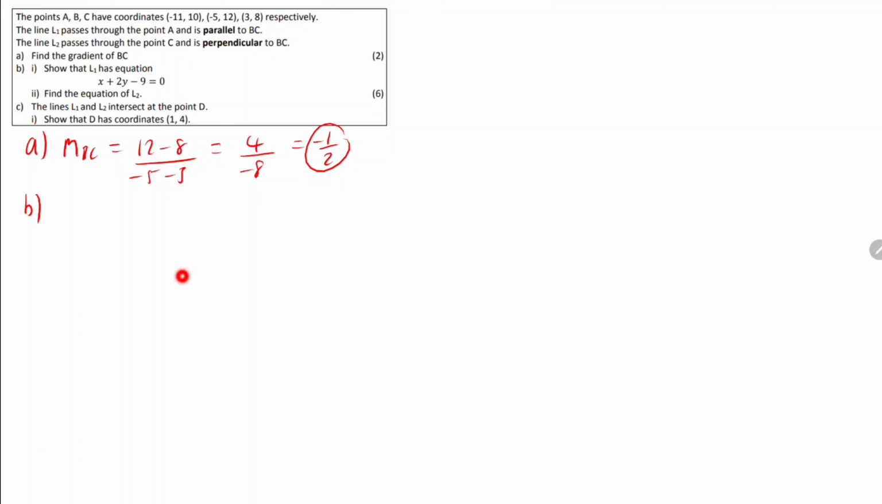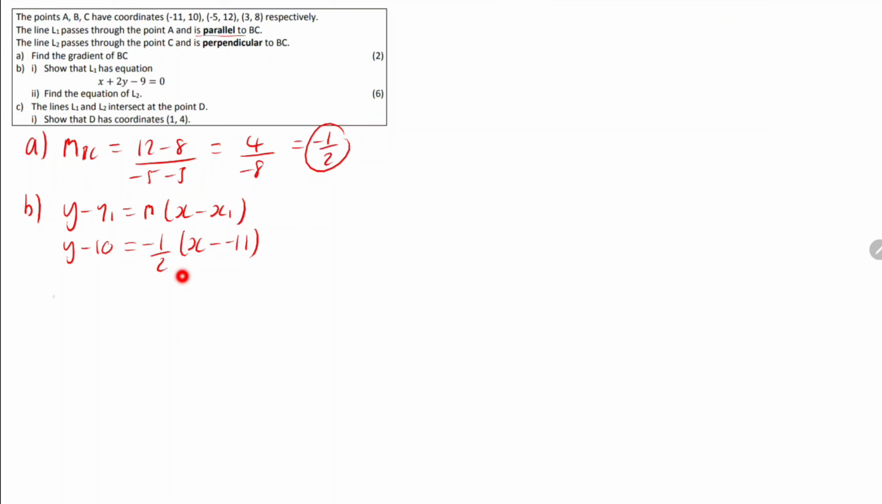Part B. Show that L1 has the following equation. Now L1 passes through point A and is parallel to BC. Because it's parallel, it's got the same gradient. So the equation of L1 is going to be y minus y1 equals m brackets x minus x1. It goes through point A, so we have to use the coordinates of point A. So it's going to be y minus 10 equals, we can use the same gradient because it tells us it's parallel, minus a half, x minus 11.